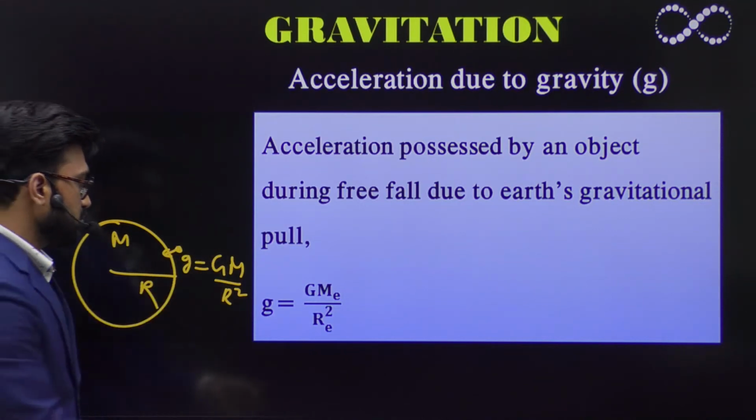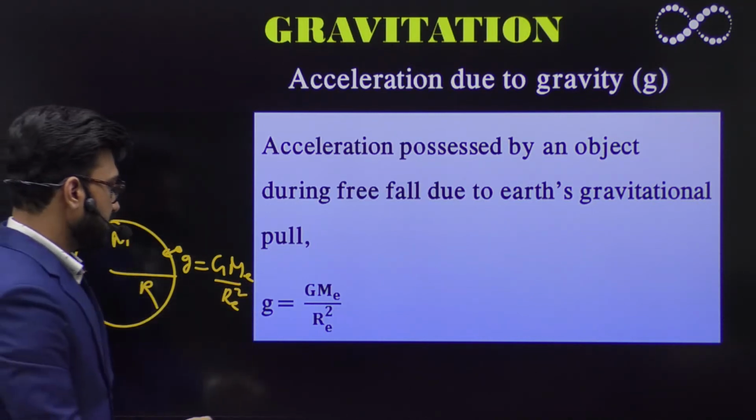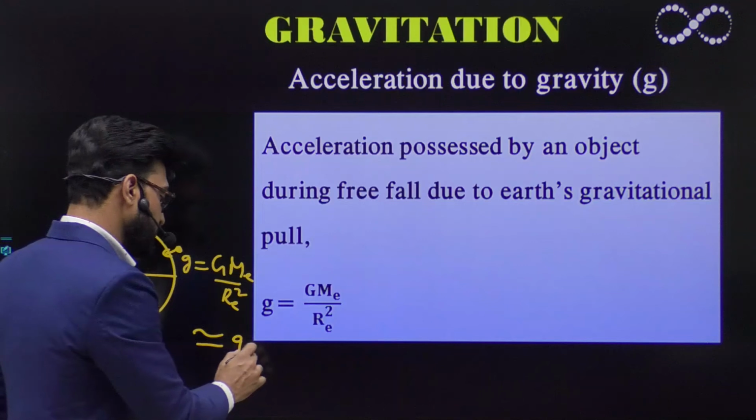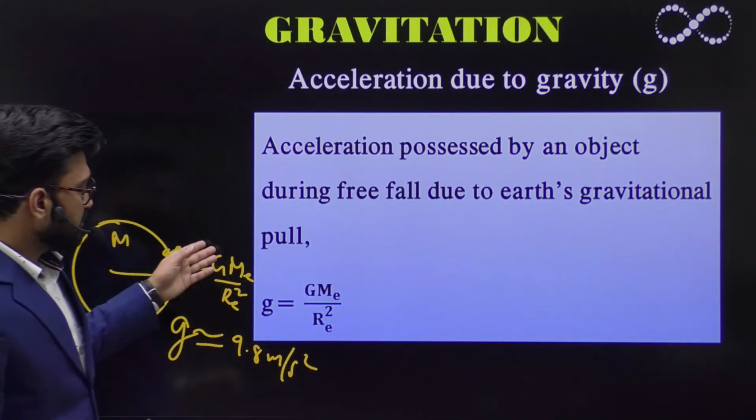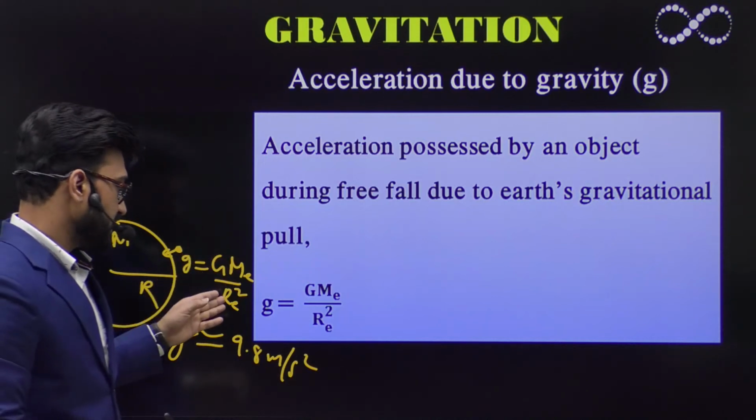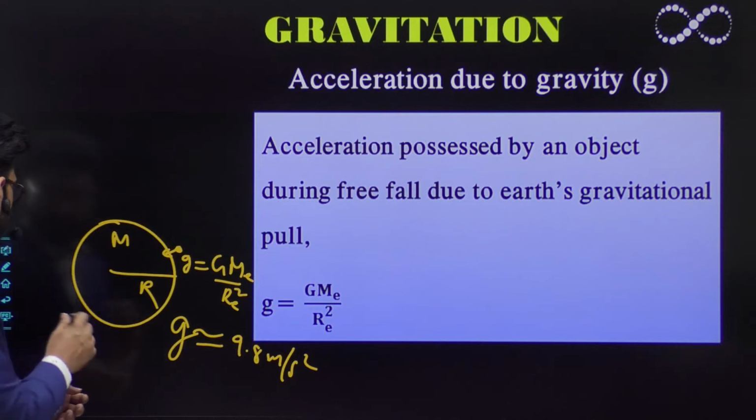If it is Earth, it would be the mass of Earth and the radius of Earth whole square, and it comes out to be close to 9.8 meter per second square. So this is the acceleration due to gravity. You can easily put the values of the mass of Earth, G and R over here, and find the value of 9.8 meter per second square.